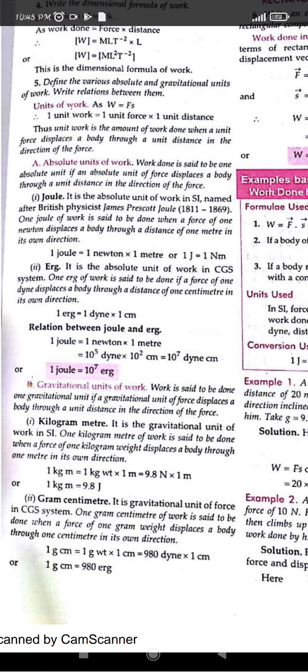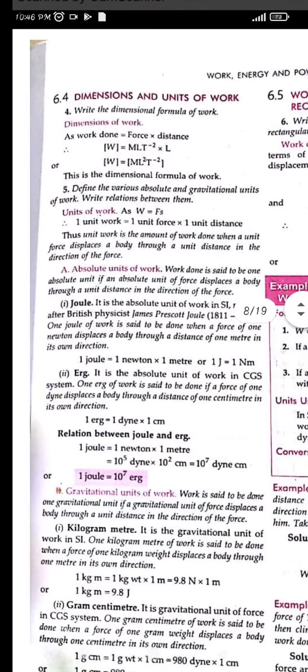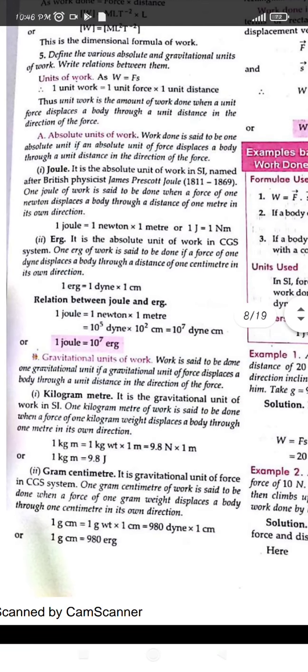Okay, and here we have seen that the unit of the work done was joule in the first slide. Now we can see that the SI unit is joule, and for the CGS unit we can write it as ergs, and 1 joule is equal to 10 to the power 7 ergs.